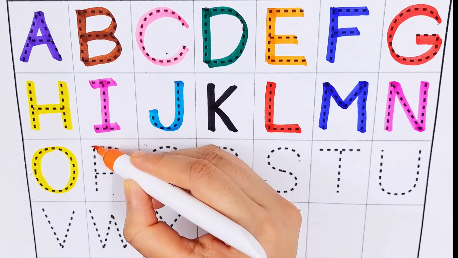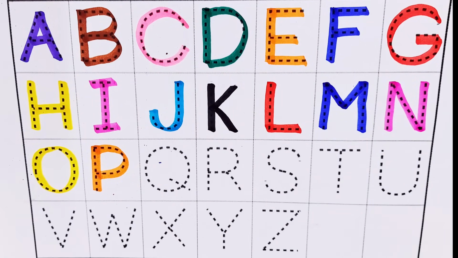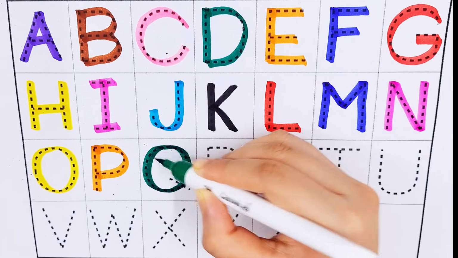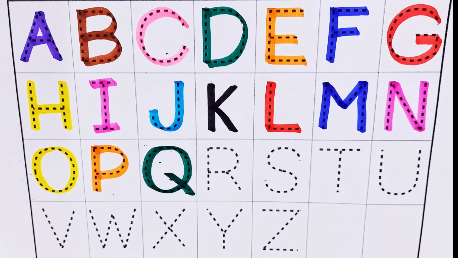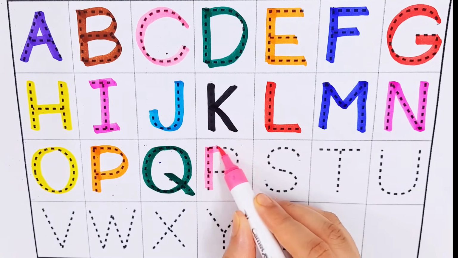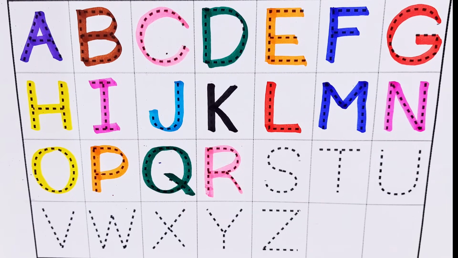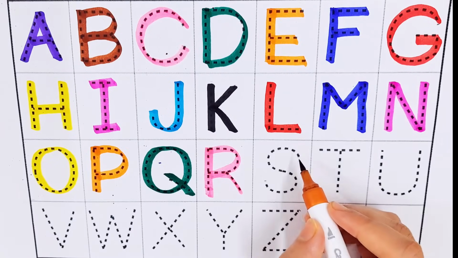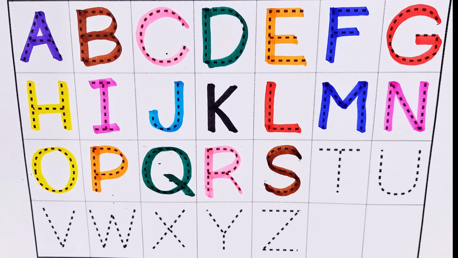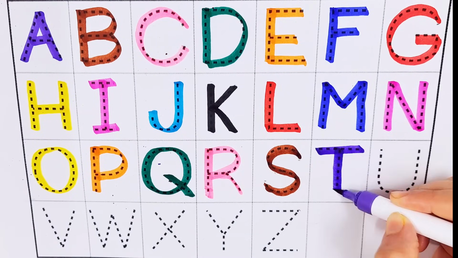Orange color. P for pen. Dark green color. Q for queen. Pink color. R for rainbow. Brown color. S for strawberry. Violet color. T for tiger.